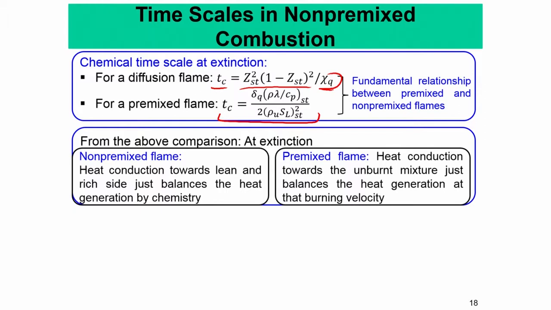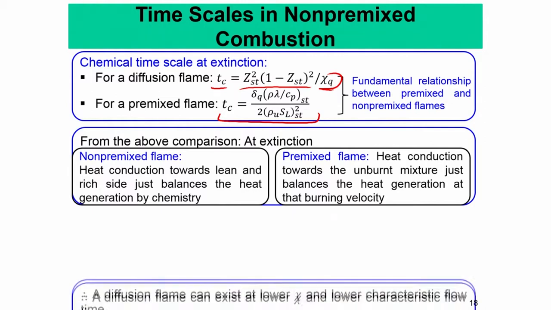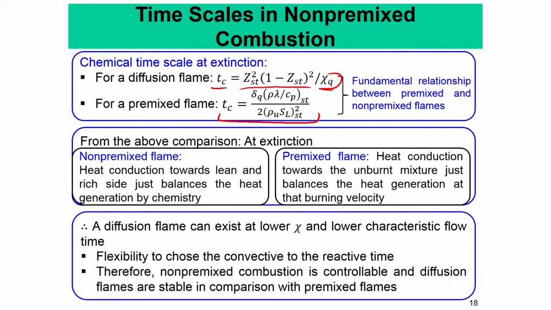For a non-premixed flame, the flame is situated between the fuel stream and the oxidizer stream, and it conducts heat towards the lean and the rich side, and that is balanced by the heat generation by chemistry. Whereas for a premixed flame, the heat conduction happens towards the unburnt mixture, and it just balances the heat generation at that burning velocity. So, a diffusion flame can exist at lower chi and has a lower characteristic flow time.